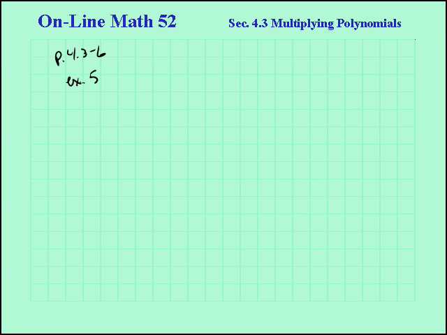Now they're very similar to each other. I'm going to do just 5b, which says 2x minus 3 times 6x squared minus 5x. This time it's 2 terms times 2 terms. Binomial times binomial, but the process is the same.